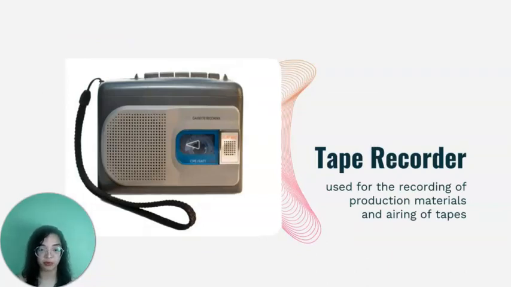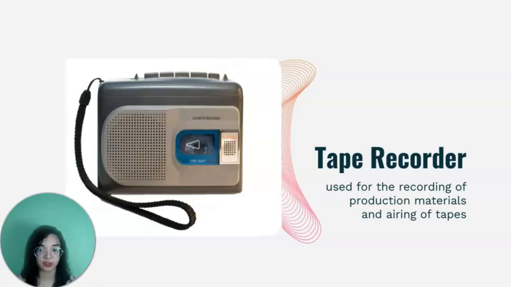Next, we have here a tape recorder, and from its name itself, it is used for the recording of the production materials for any delayed programming and airing of tapes from outside sources. So, if you are not having a live radio show, then you can just play the audio that is recorded using the tape recorder. So, aside from that, the recording system makes use of electromagnetic phenomena to both record and reproduce sound waves.